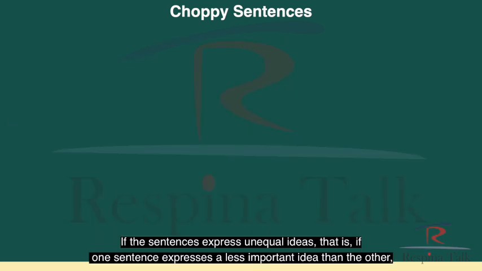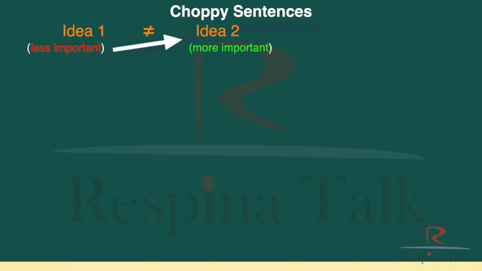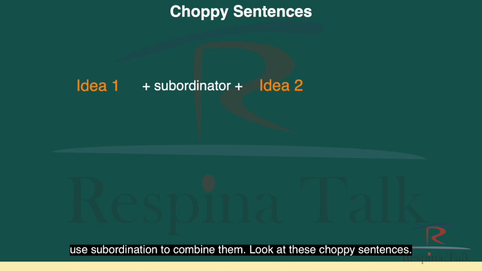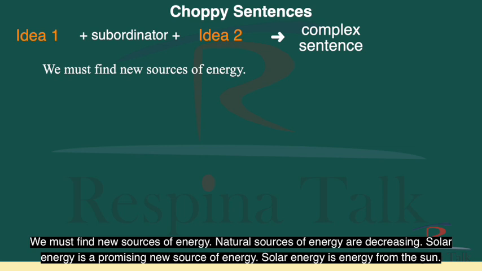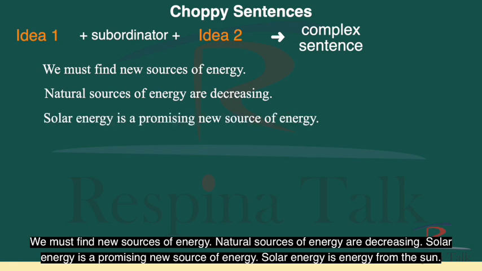If the sentences express unequal ideas, that is, if one sentence expresses a less important idea than the other, use subordination to combine them. Look at these choppy sentences. We must find new sources of energy. Natural sources of energy are decreasing. Solar energy is a promising new source of energy. Solar energy is energy from the sun.